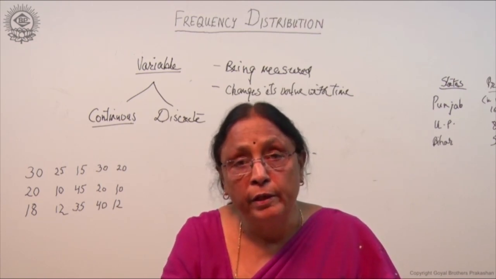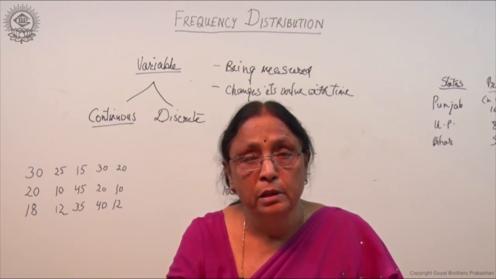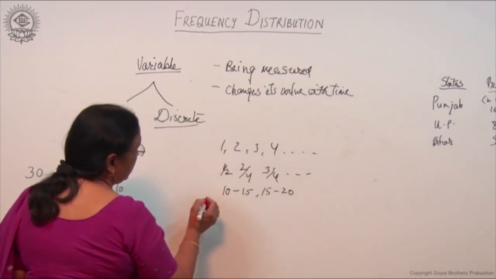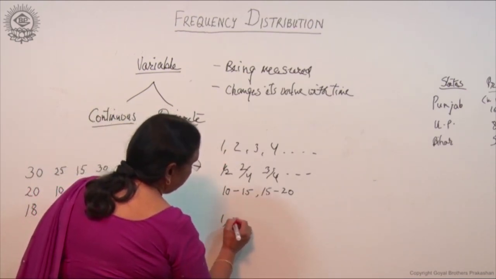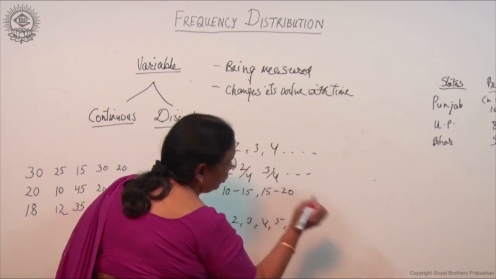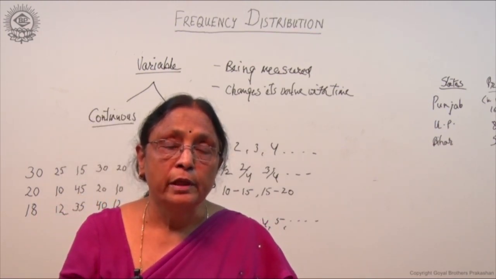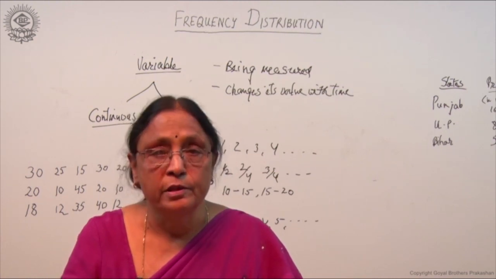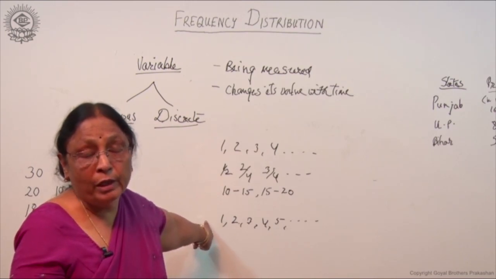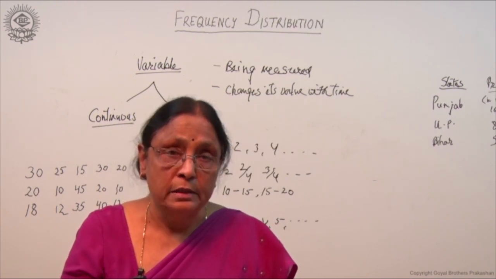Now what is discrete variable? Discrete variables are expressed in terms of complete numbers. That means they are expressed in terms of 1, 2, 3, 4, 5 or any one like this. But remember, discrete variables cannot be expressed in fractions. That means you cannot say 1.5 or 0.5 or 2.5 like this.